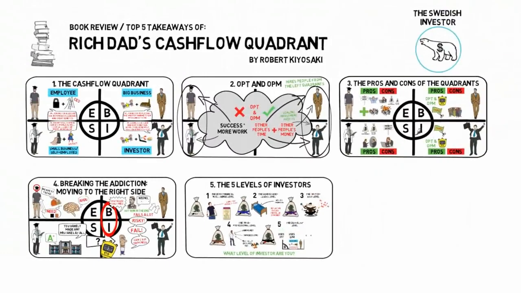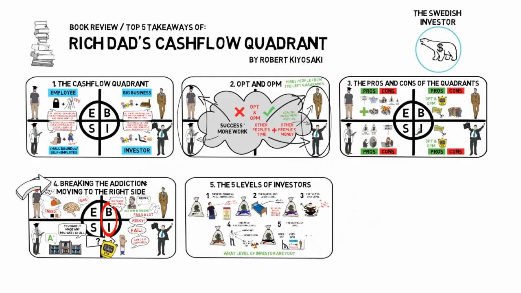Here's the recap. There are 4 different roads to financial success. You may succeed as the employee, the self-employed, the business owner, and/or the investor. The right side of the Cashflow Quadrant uses OPT and OPM. There are pros and cons with each of the quadrants, and depending on your personality and goals in life, one might be more suitable than the others.